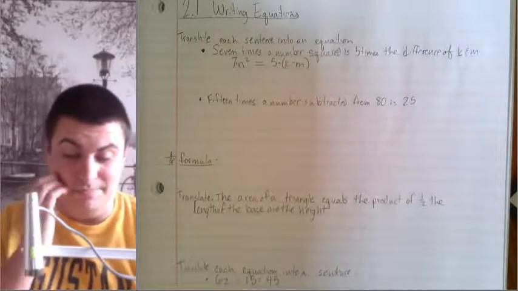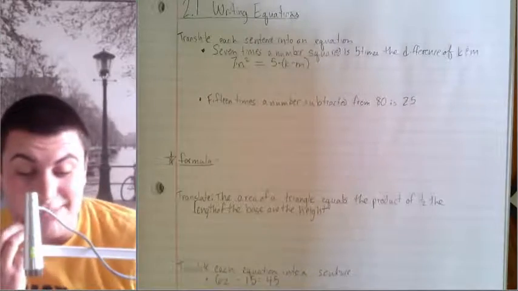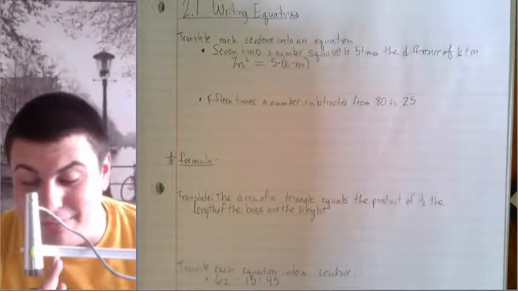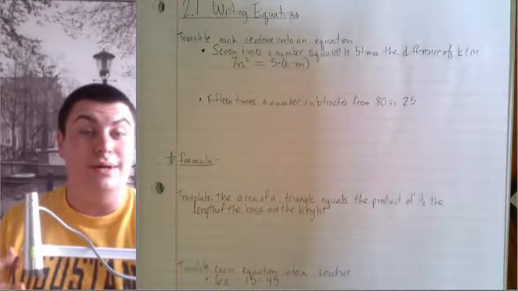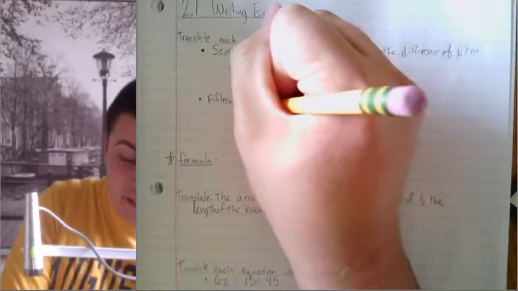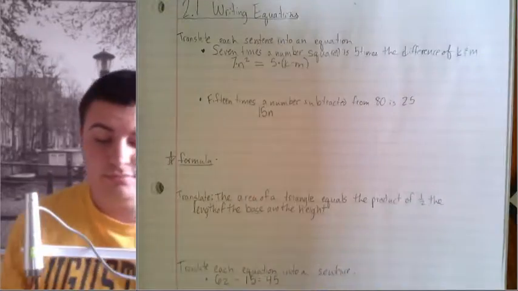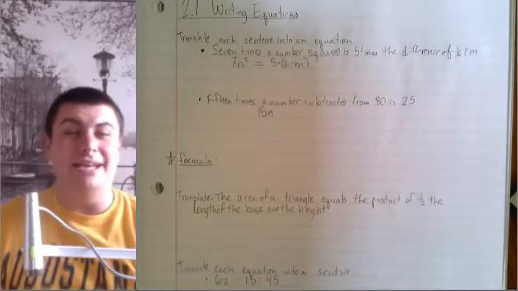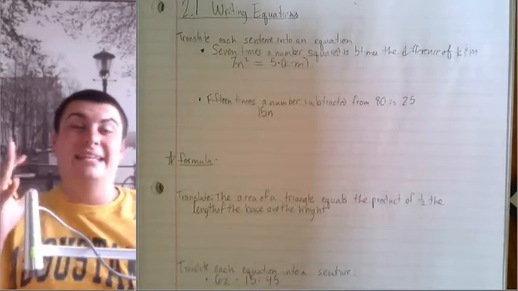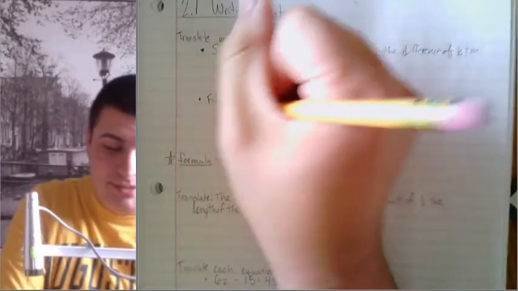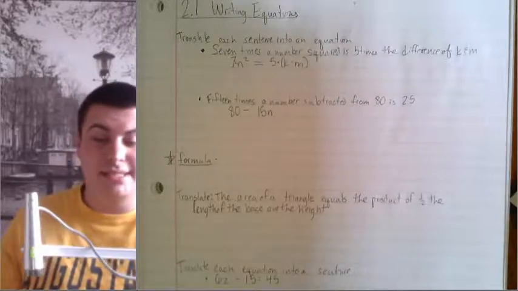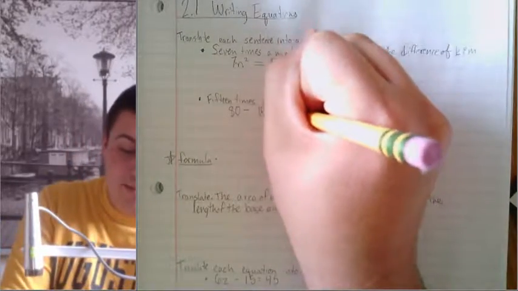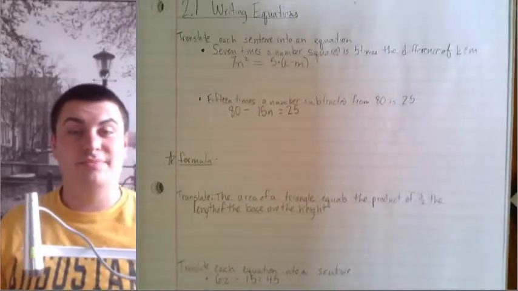If we have 15 times a number, subtracted from 80 is 25. Let's just start and see where things go. So we have 15 times a number, subtracted from 80, meaning we start with 80 and take away this product of 15 times a number. So 80 minus 15 times the number equals 25.